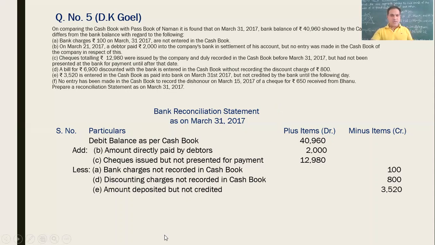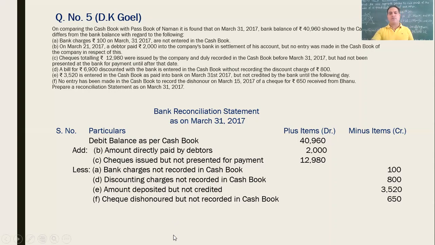Next, no entry has been made in the cash book to record the dishonor of a check of rupees 650 on 15th March 2017. Whenever any check is dishonored, the balance of the bank is reduced by the same. So if in the bank rupees 650 is reduced, we also need to minus it in the cash book. So these are the transactions.